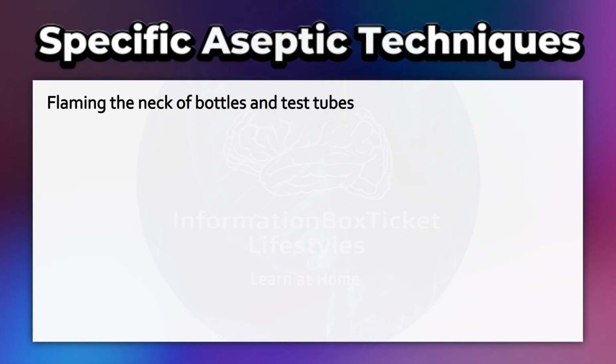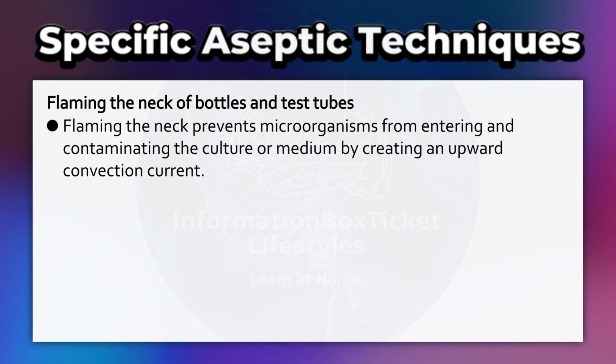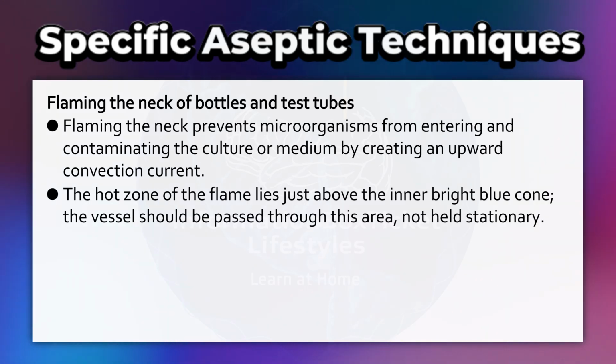Flaming the neck of bottles and test tubes. Flaming the neck prevents microorganisms from entering and contaminating the culture or medium by creating an upward convection current. The hot zone of the flame lies just above the inner bright blue cone. The vessel should be passed through this area, not held stationary.